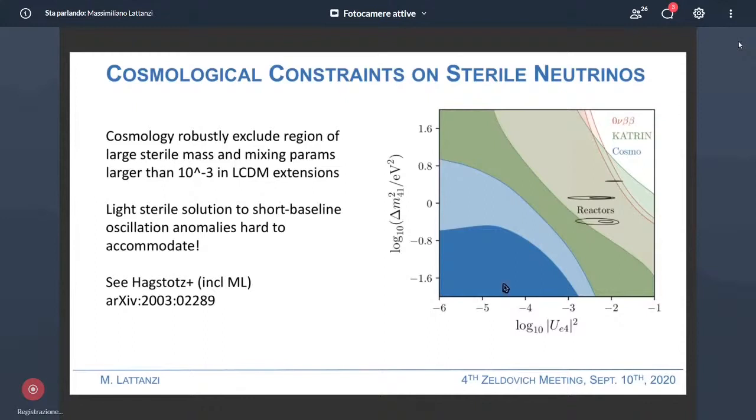Okay, so in the plot on the left, you see the mass of the sterile neutrino versus its coupling on the horizontal axis, and the small black ellipses are the regions where you can fit the anomalies, but then forget about the green region. If you look at the blue region, the blue region is the one allowed by cosmology. So the two things are in strong tension.